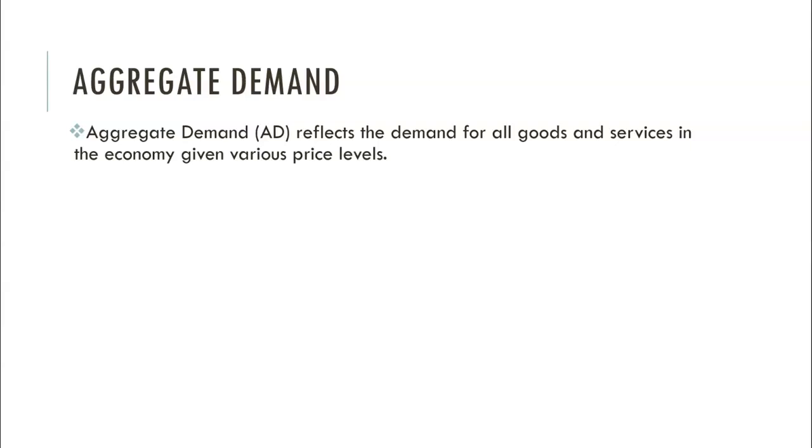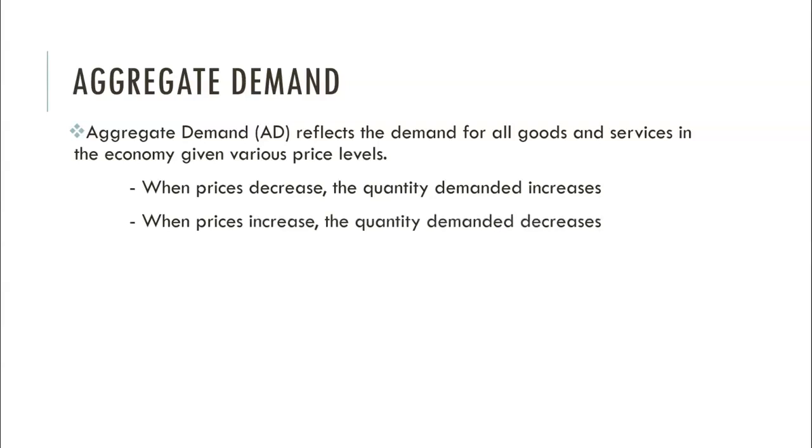We're still going to end up with that downward sloping demand curve, showing that as prices drop, people want to buy more stuff. As prices go up, people want to buy less. So same thing as we did way back in chapter 3 and 4. When the price decreases, the quantity demanded increases. This is true whether you're talking about demand for a specific product or we're talking about aggregate demand in the whole market. Prices increase, the quantity demanded decreases.